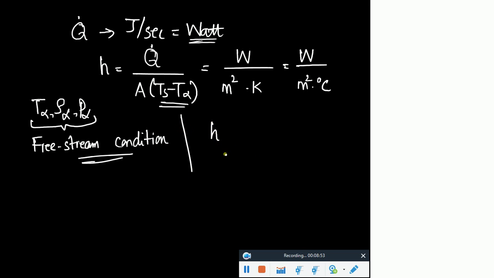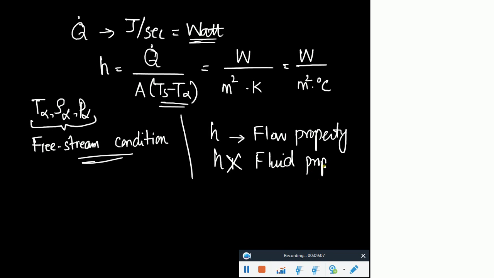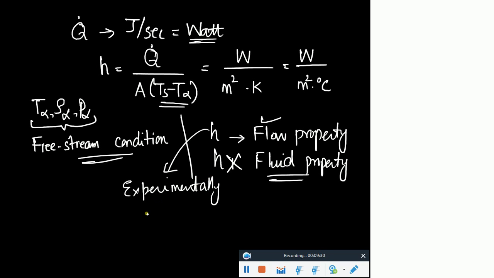Now this H is a flow property, it is not a fluid property. Remember that. It does not depend only on the fluid which you are considering for convection. It depends on so many factors. It depends on temperature, it depends on the surface, it depends on the fluid itself, it depends on the velocity of the fluid, right? And generally this H is experimentally determined.